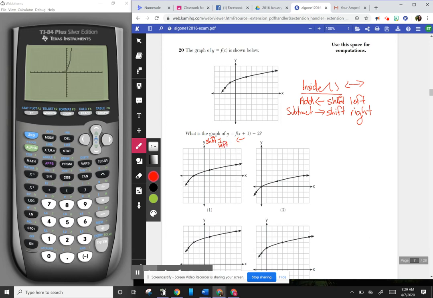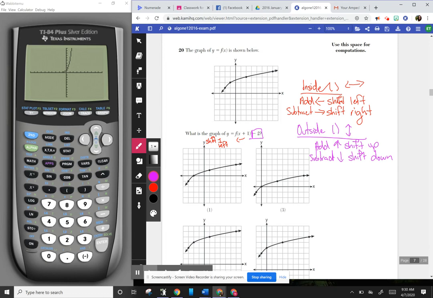So that's definitely the first thing we should look for, that we're shifting left. The other thing we need to look for is this minus 2. Outside the parentheses is going to be an up and down shift. When we add, we shift up, and when we subtract, we shift down. So outside is not backwards. That's normal, if you want to say.